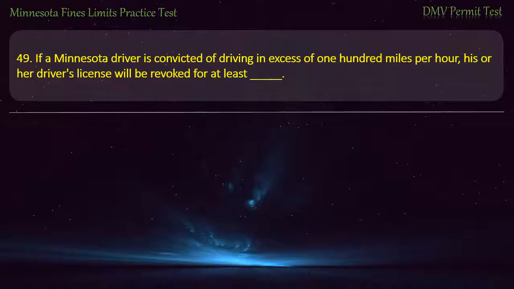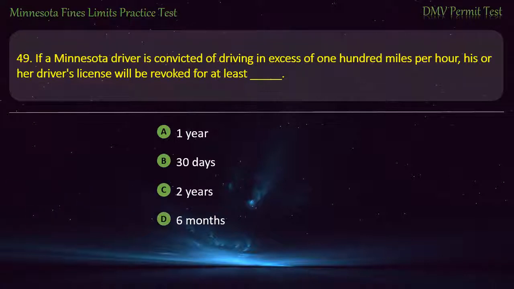Question 49. If a Minnesota driver is convicted of driving in excess of 100 miles per hour, his or her driver's license will be revoked for at least 1 year, 30 days, 2 years, 6 months. Answer: 6 months.